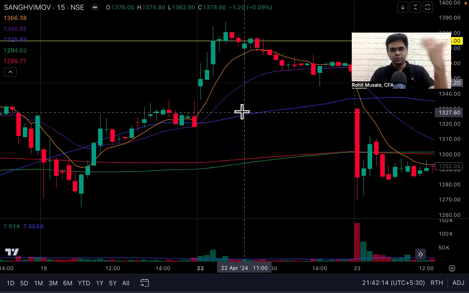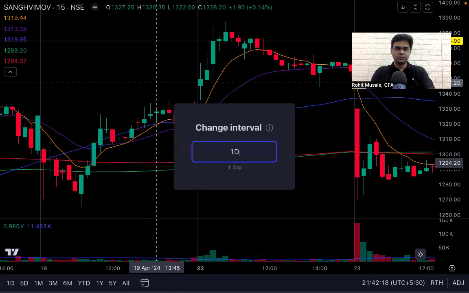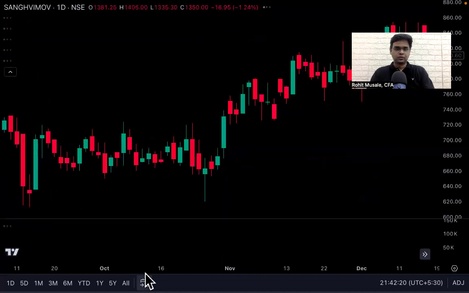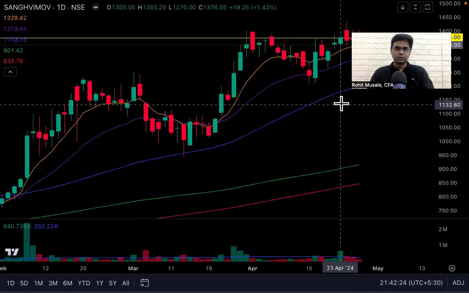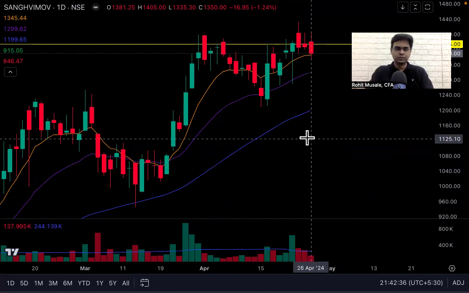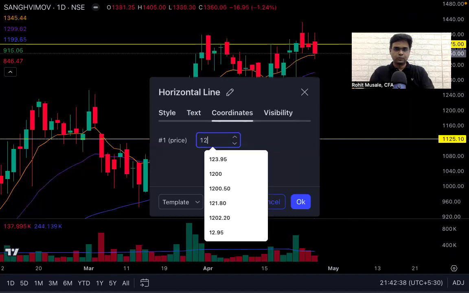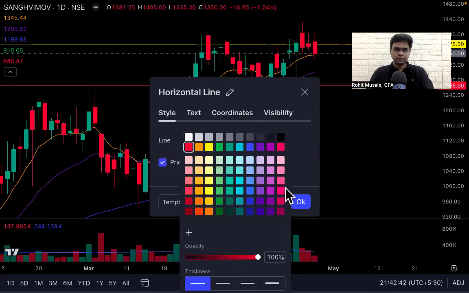So now let us go back to the daily time frame because that is where we need to set our stop loss. So 1376 is my buy price. I kept my stop loss at 8%. I'm using this calculator: 1376 times 92%. So that's 1265. Let me give it red color. That's my stop loss.